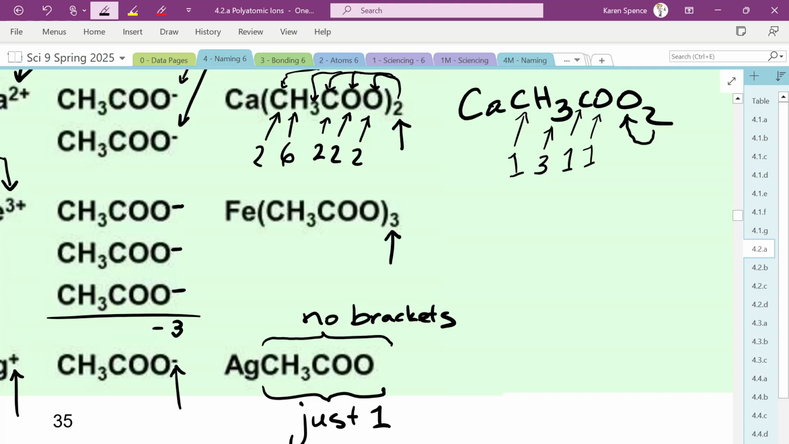Okay? So if you have more than one of a polyatomic ion, it has to have brackets around it. If you have just one, no brackets.